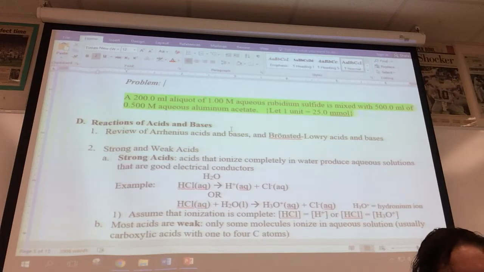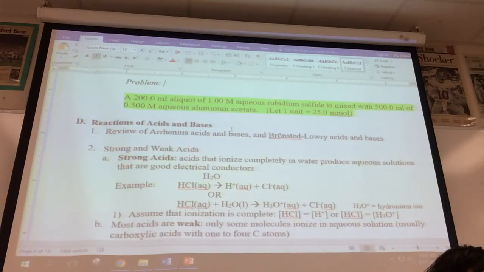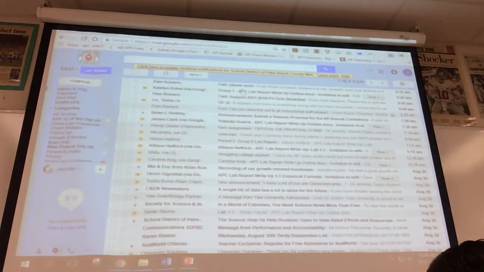Wait, hold on a second. I didn't even start. Okay, so she did it by doing the solid. How do you convert millimoles? Is the aluminum one the precipitate? It's the same ratio, moles to moles. Multiply it by 3 for sulfide. Wait a minute, no, because it's how much you're taking. So, how much sulfide is in here?